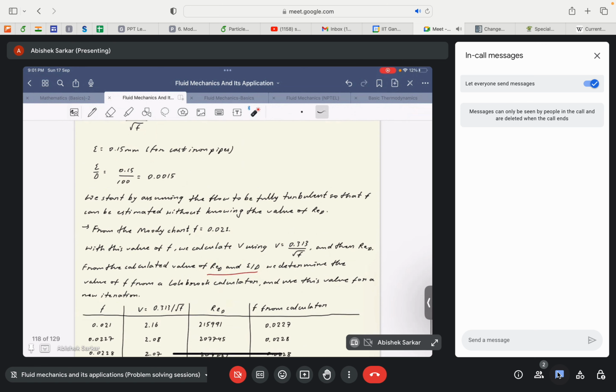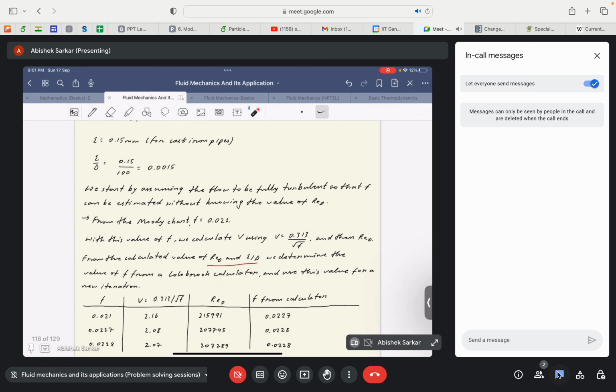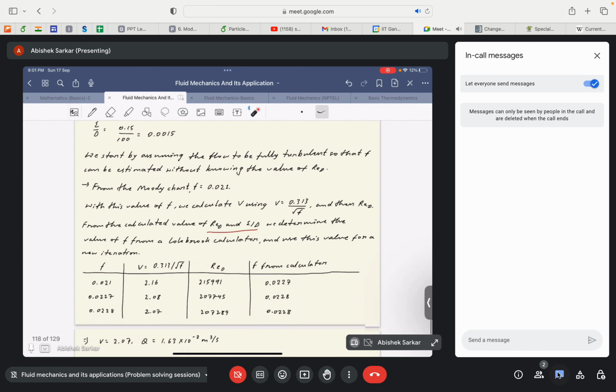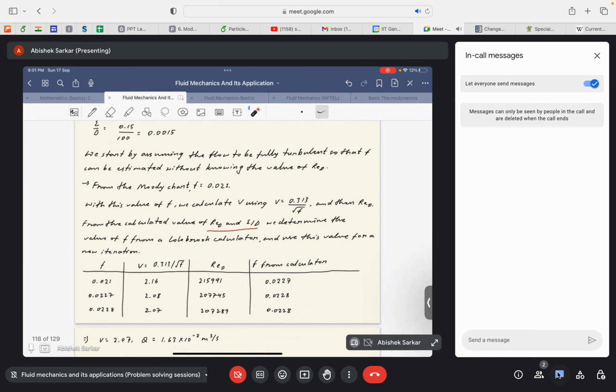This is a method that is being used in Professor Gupta's lecture. There's a link given for the calculation of the value of F once you know the value of Reynolds number and relative surface roughness. So you can take the help of that also. From that Colebrook calculator we get that F is equal to 0.0027.